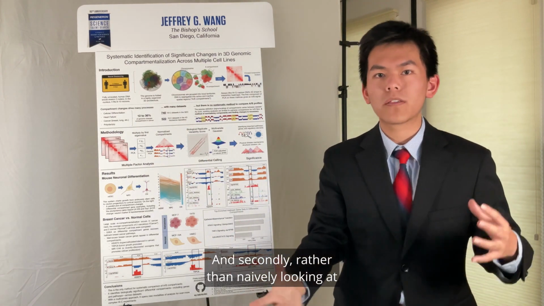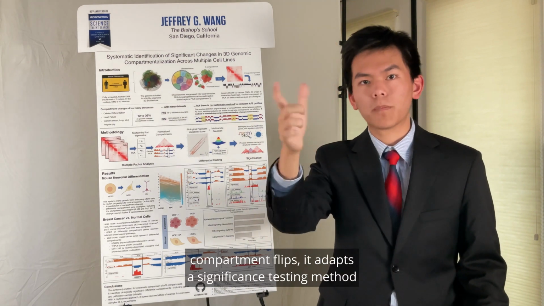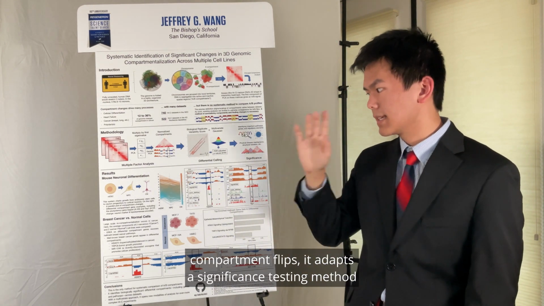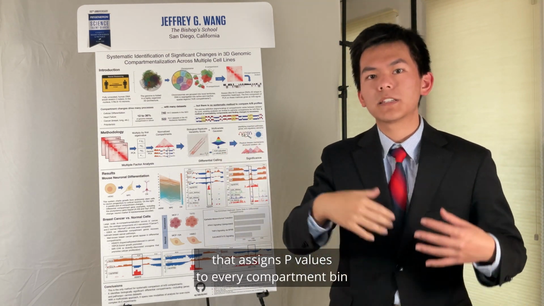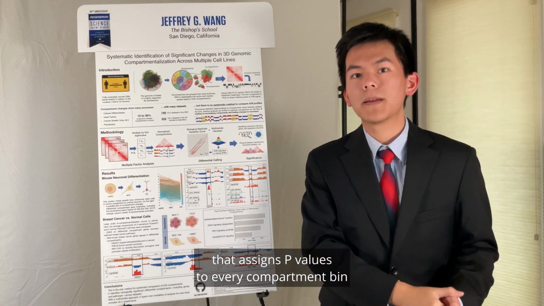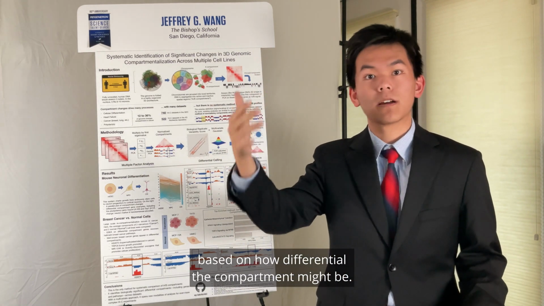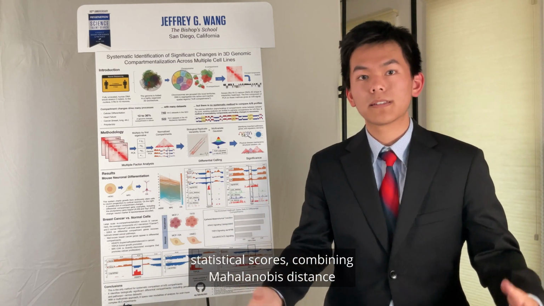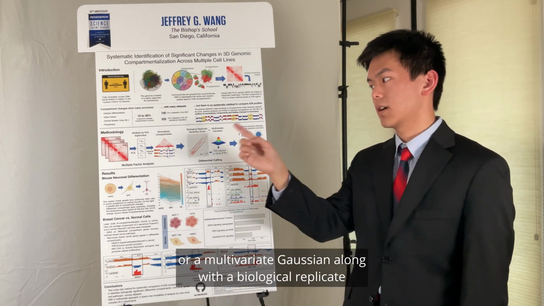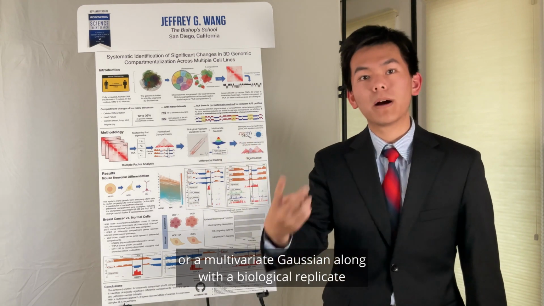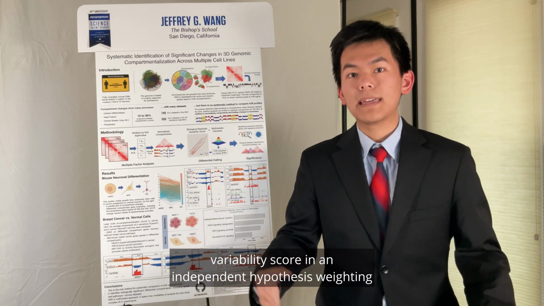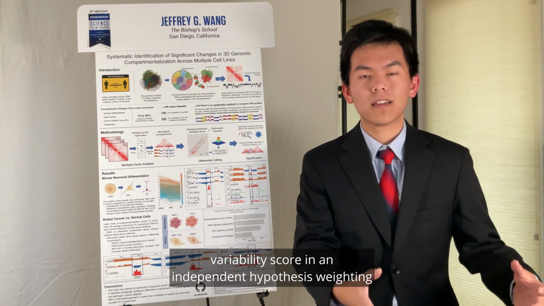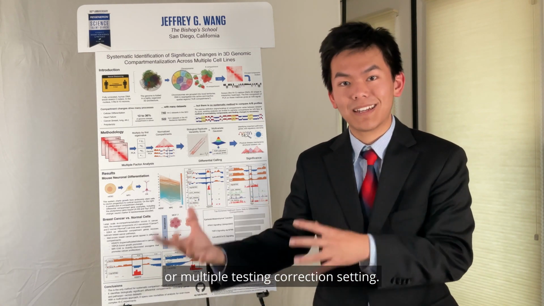And secondly, rather than naively looking at compartment flips, it adapts a significance testing method that assigns p-values to every compartment bin based on how differential the compartment might be. It does this with a series of multivariate statistical scores, combining Mahalanobis distance, or a multivariate Gaussian, along with a biological replicate variability score in an independent hypothesis weighting, or multiple testing correction setting.